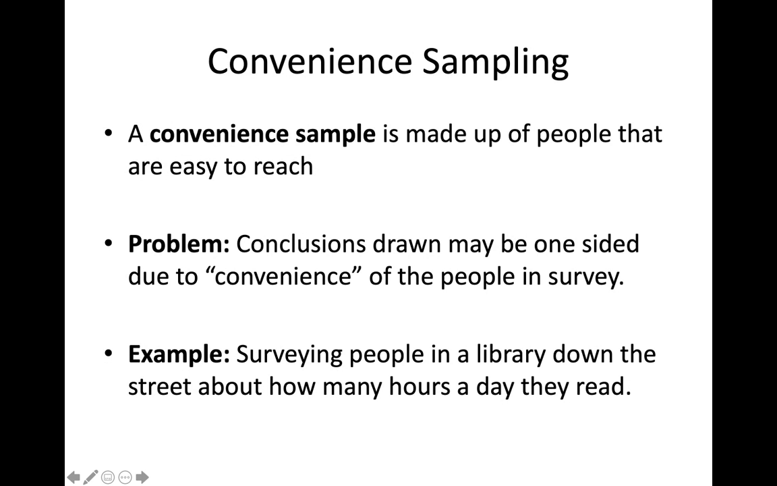Here's another example. I live down the street from the library, so I'm going to survey people in the library down the street about how many hours a day they read. If I'm going to gain some perspective on how many hours a day people read, and I'm asking people at a library how much they read, I'm probably going to get higher results, right? These people probably read a lot more if they're hanging out at a library. So again, my results are going to be very biased.